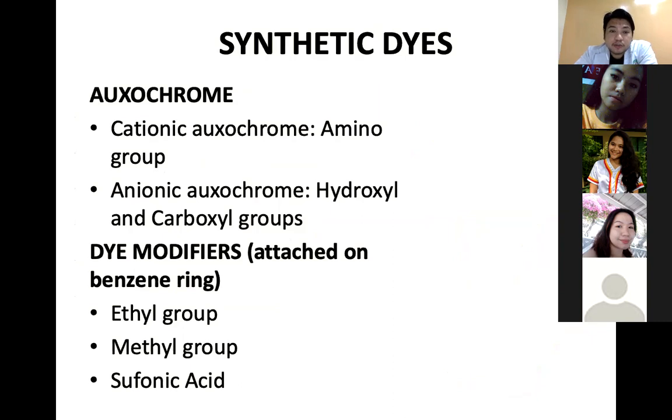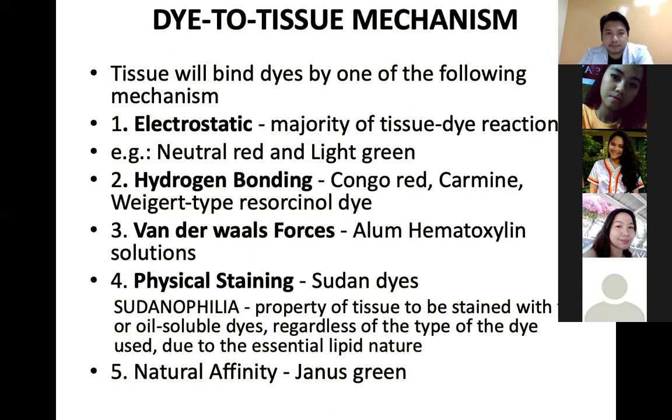Next is the oxochrome. Oxochromes are cationic for the amino group and anionic for the hydroxyl and carboxyl groups. These oxochromes are used to intensify our stain. They help in the staining process, but they are not the coloring part of our stain. They just help intensify the colors. Next, we have the dye modifiers. They are attached to the benzene ring. Examples are ethyl, methyl, and sulfonic acid.